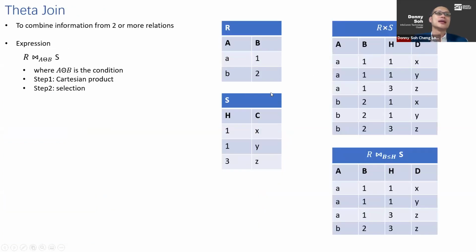Next, the theta join. I just changed this to add in the theta. In a theta join there's a certain condition: you are joining two tables, but there's always a condition that you impose onto it. In this scenario, which is what we saw earlier, the condition is b less than or equal to h. So this is the theta join.